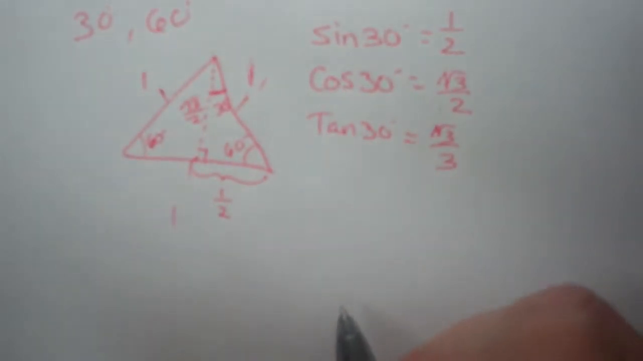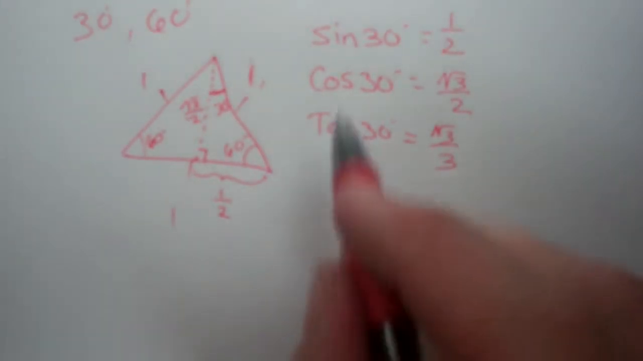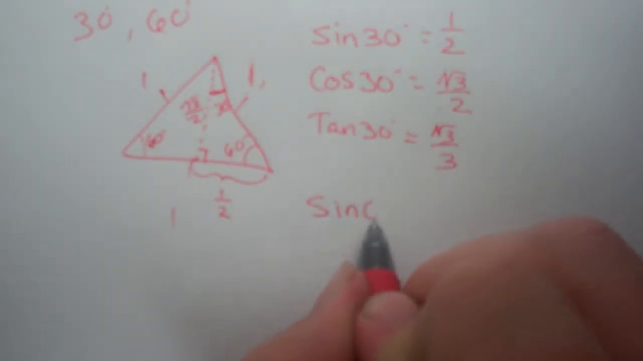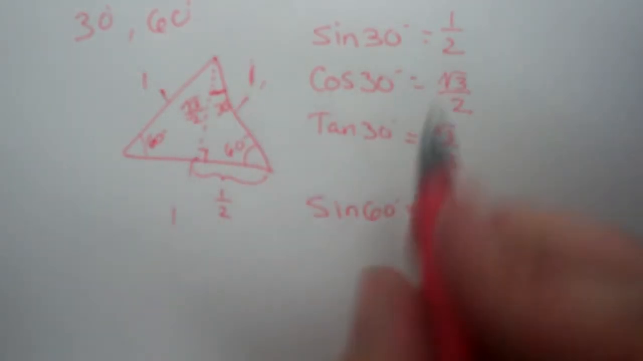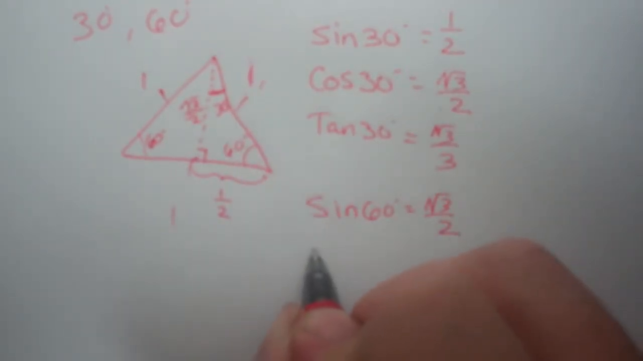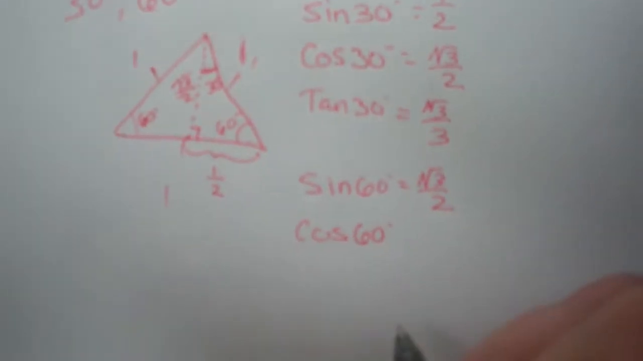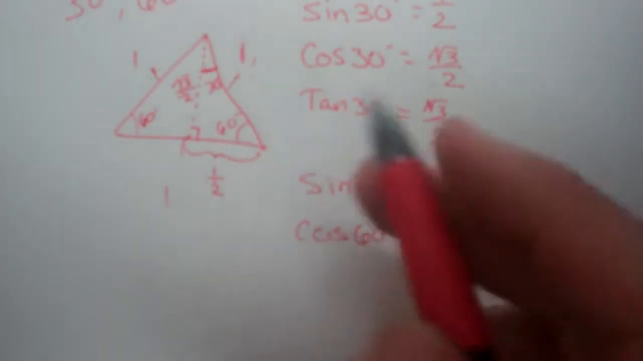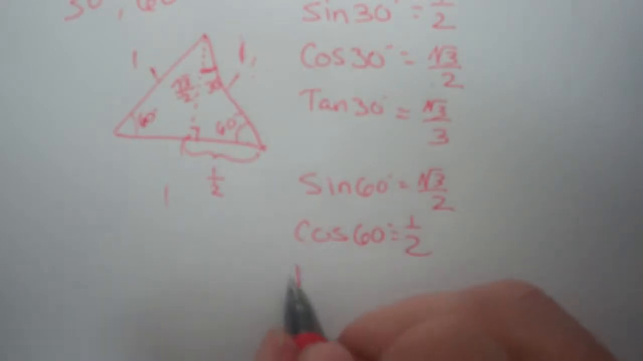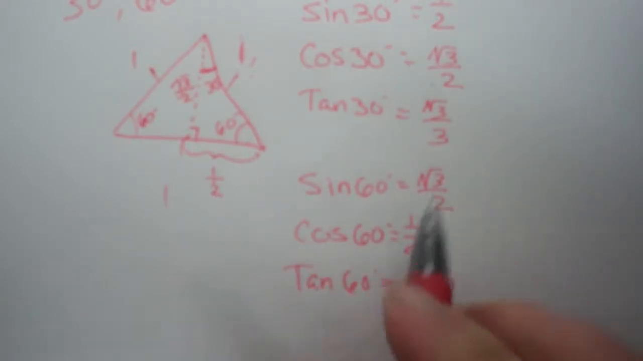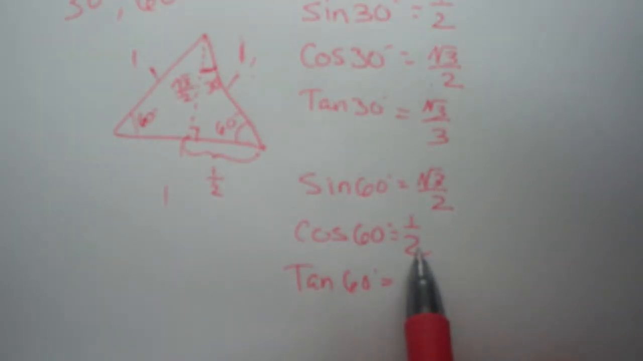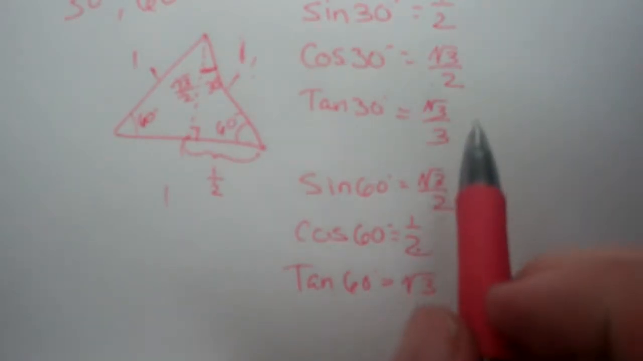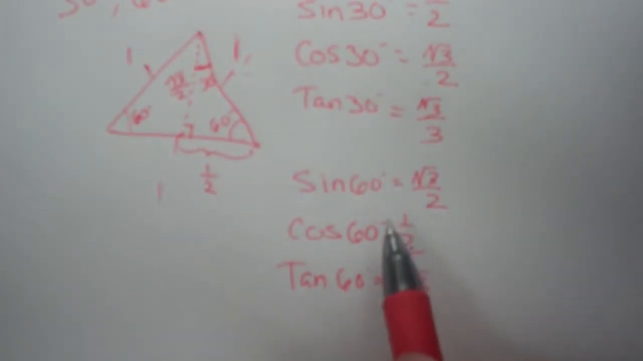How about the sine, cosine, and tangent of 60? The sine of 60 is the opposite over the hypotenuse, so that's radical 3 over 2. The cosine of 60 is the adjacent over the hypotenuse, so that's 1/2. And the tangent of 60, well, that's the sine divided by the cosine, so that's the sine times the reciprocal of the cosine, which in this case is radical 3. Here are all of the values of the special angles.